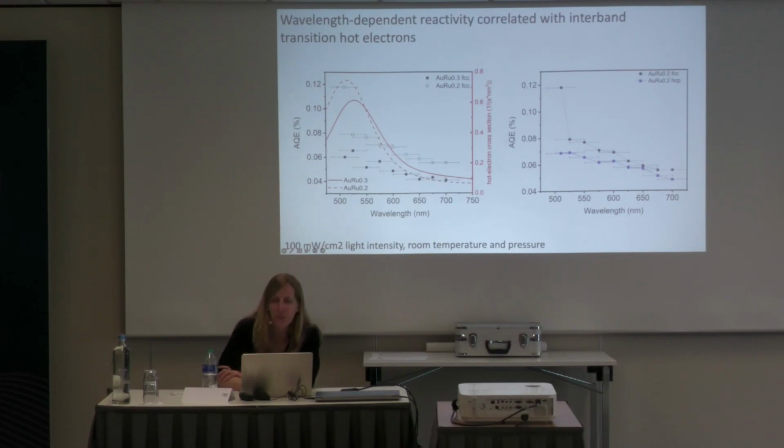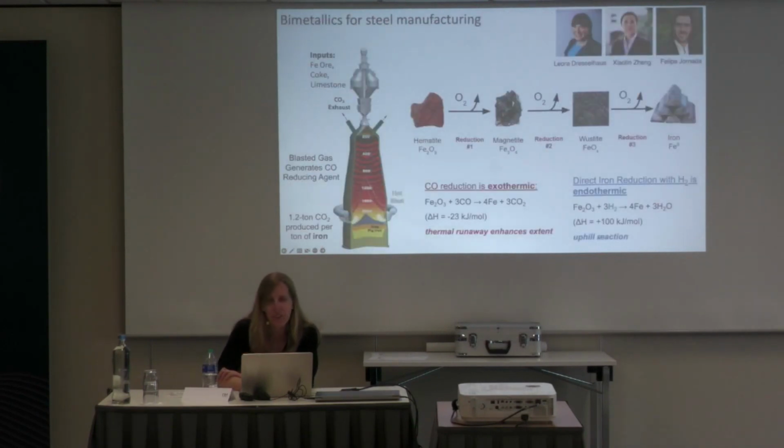And then just the final example is how we can use some of these bimetallic systems for steel manufacturing. Steel and cement both account for about 8% of all global greenhouse gases in materials manufacturing. And I don't know if any of you have seen some of these furnaces where they make steel.